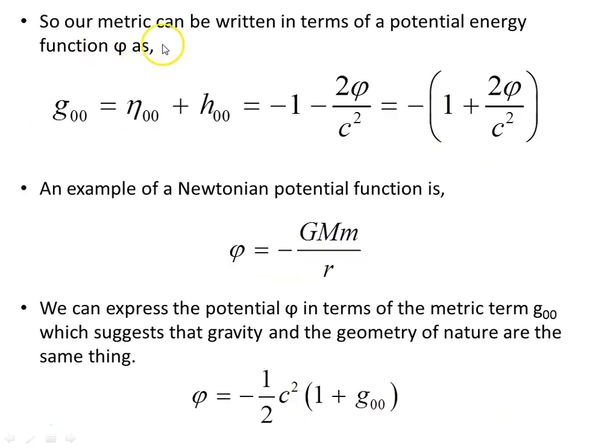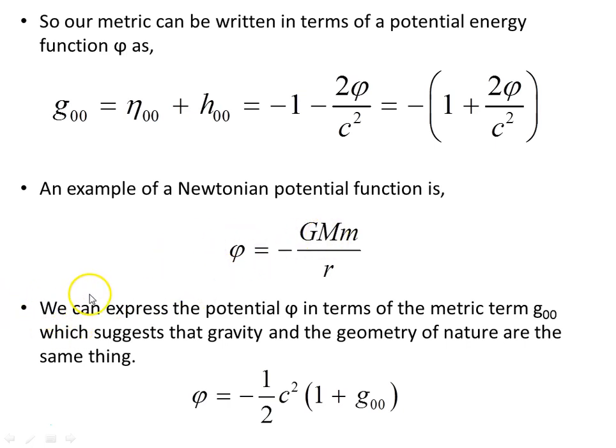Next page up, so our metric can be written in terms of a potential energy function phi as g0, 0 is eta 0, 0 plus h0, 0, which is minus 1 minus 2 phi on c squared, or minus 1 plus 2 phi on c squared. An example of a Newtonian potential function is the familiar one, the gravitational potential between mass big M and little m. For instance, maybe the sun, big M, planet, small m, all over r, the distance between them. So we have a familiar example potential function.